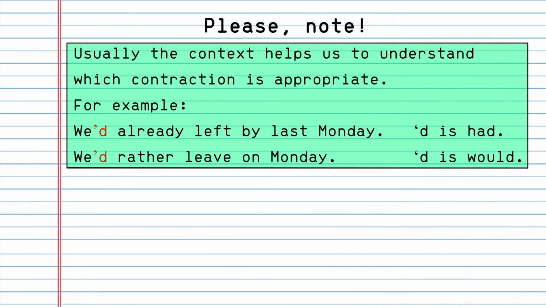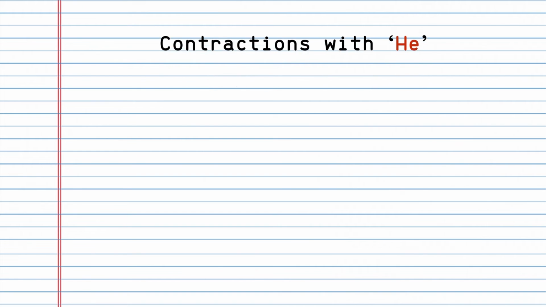Please note, usually the context helps to understand which contraction is appropriate. For example, we'd already left by Monday. D is had. We'd rather leave on Monday. D is would.